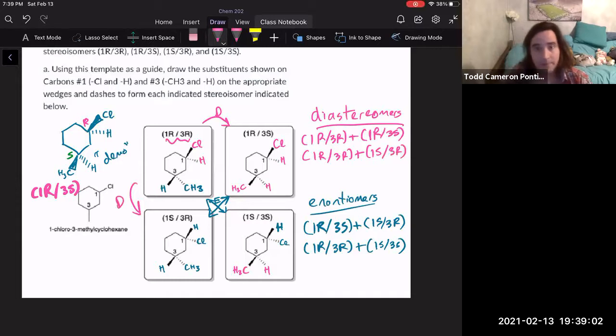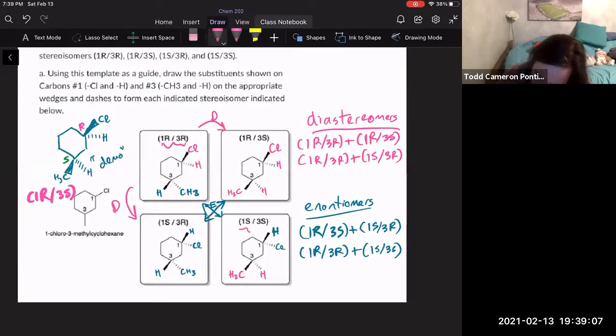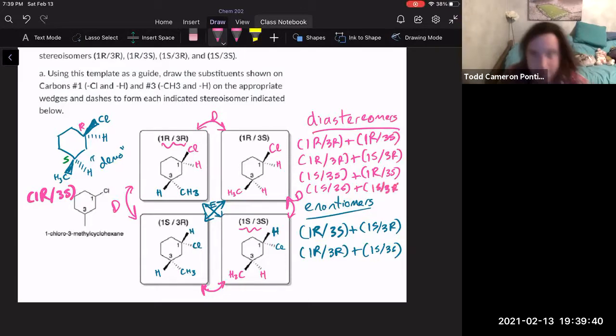But wait, there's more. If we look at this molecule down here, the 1S, 3S, so 1S and 3S is going to be a diastereomer of 1R, 3S. So these are diastereomers of each other. And it's also going to be a diastereomer of the 1S, 3R. So 1S, 3S, and 1S, 3R. Okay, and then all the other ones I already have accounted for.